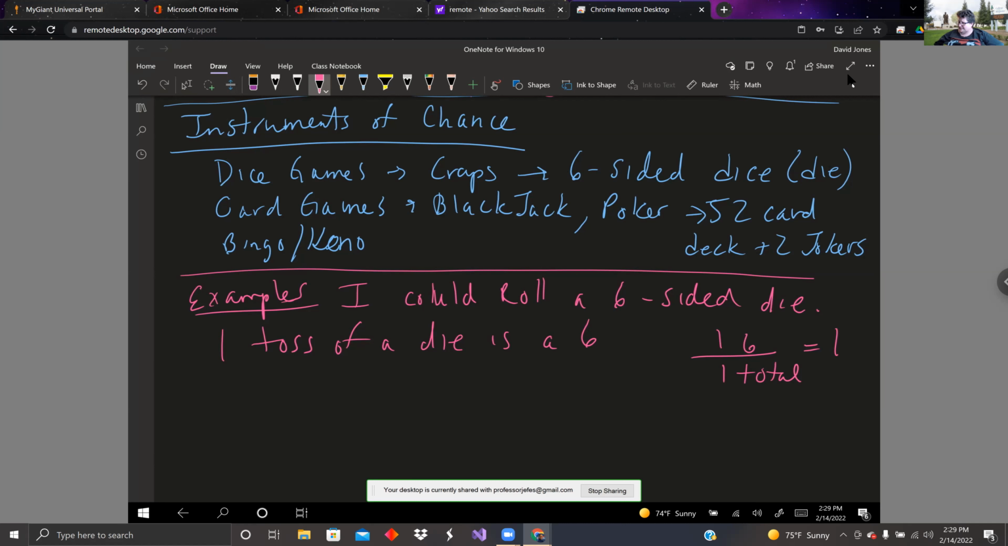But if I didn't get any 5s or 4s or 3s or 2s or 1s. So like if I look at 3s, I got 0 3s out of 1 toss. And so that's a 0. I could throw a few more.